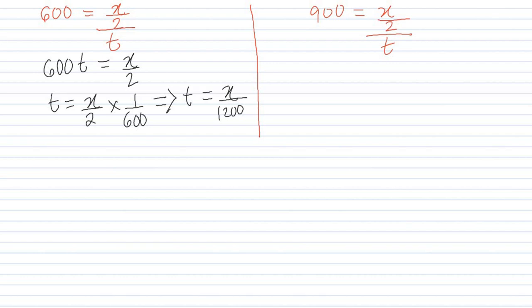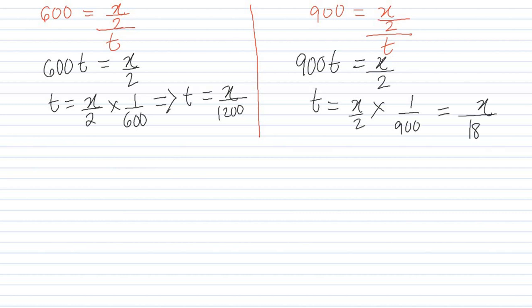Proceeding to the second half, we have 900t equals x over 2. So when we isolate t, we have x over 2 multiplied by 1 over 900. So that would be x over 1,800. And that's going to also be equal to t. So the first time is this. That's the first time. The second time is this. So that's for the first half, and then for the second half, it takes us this amount of time, right?